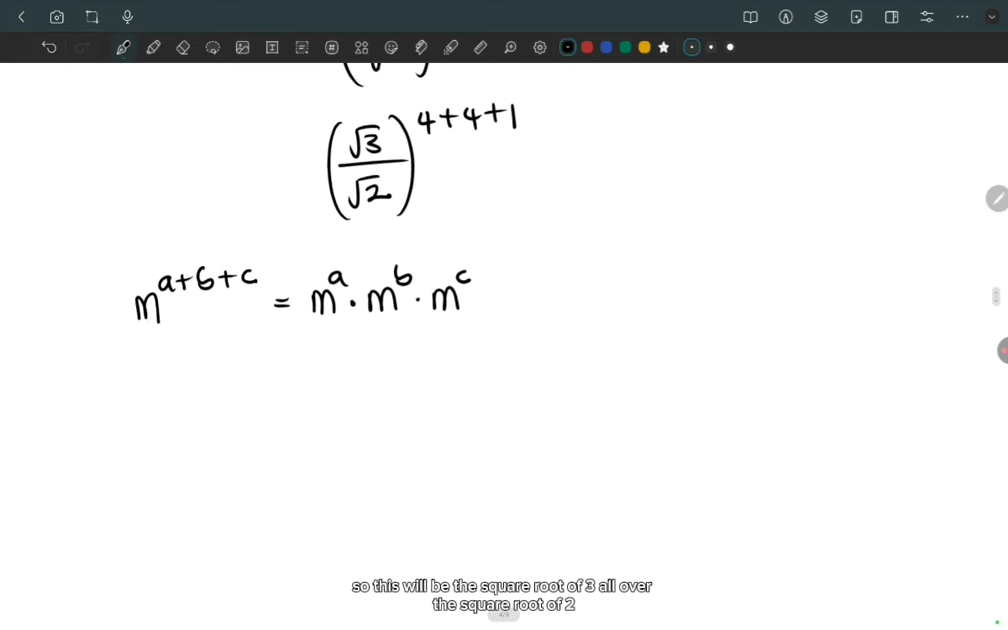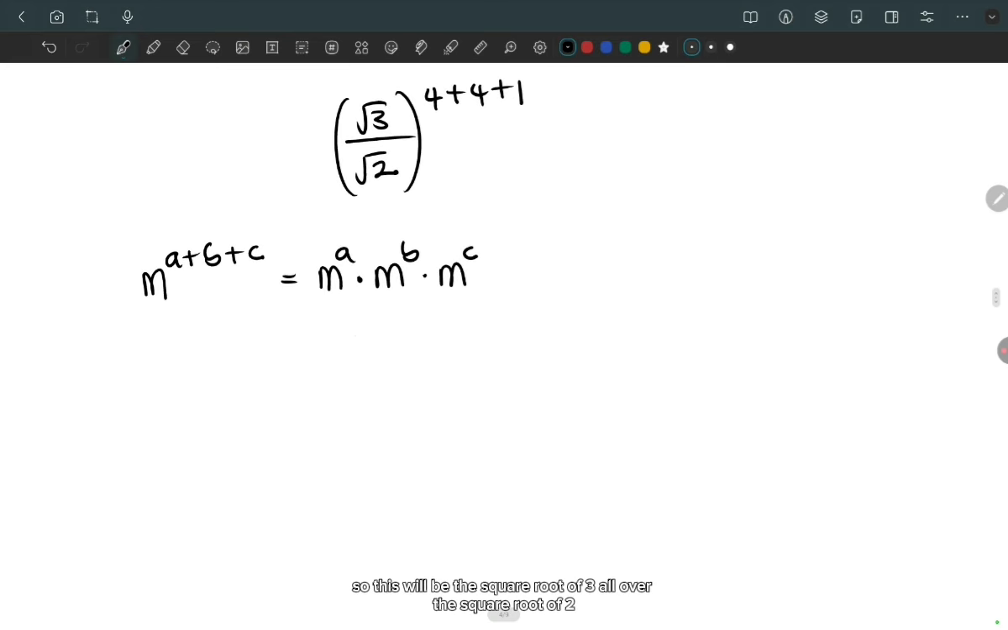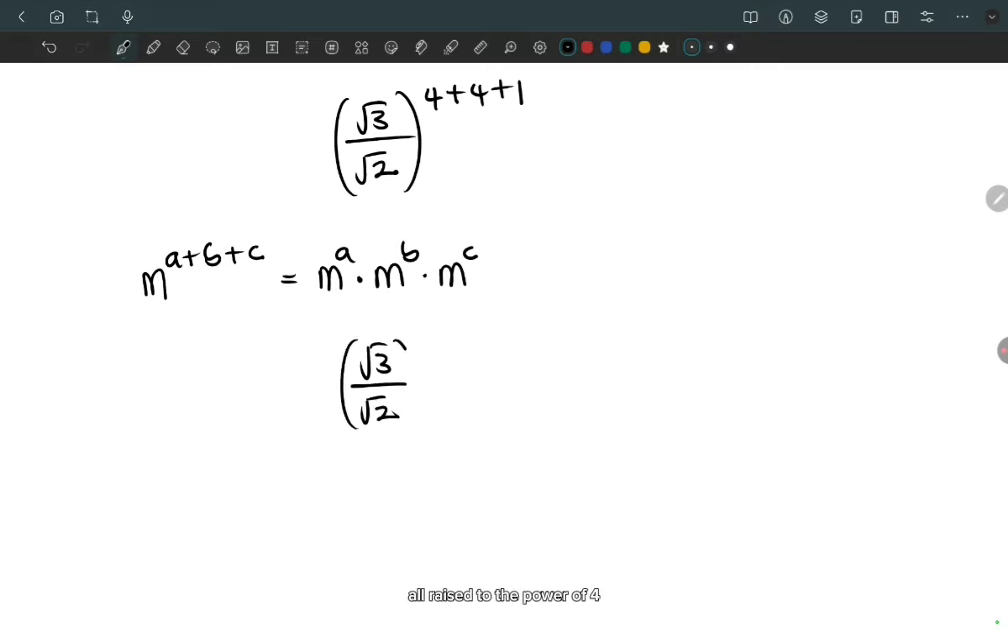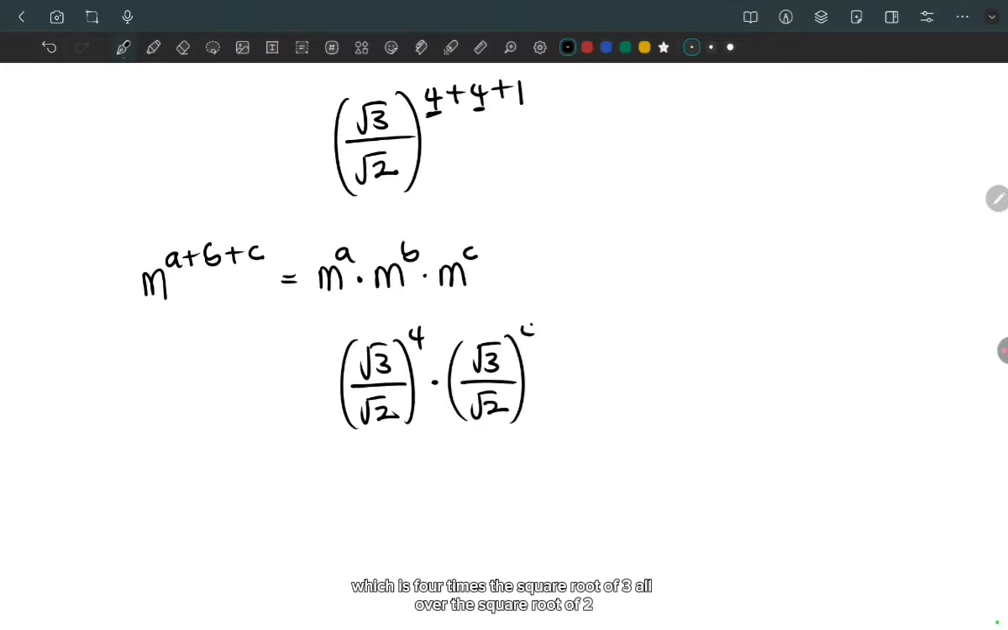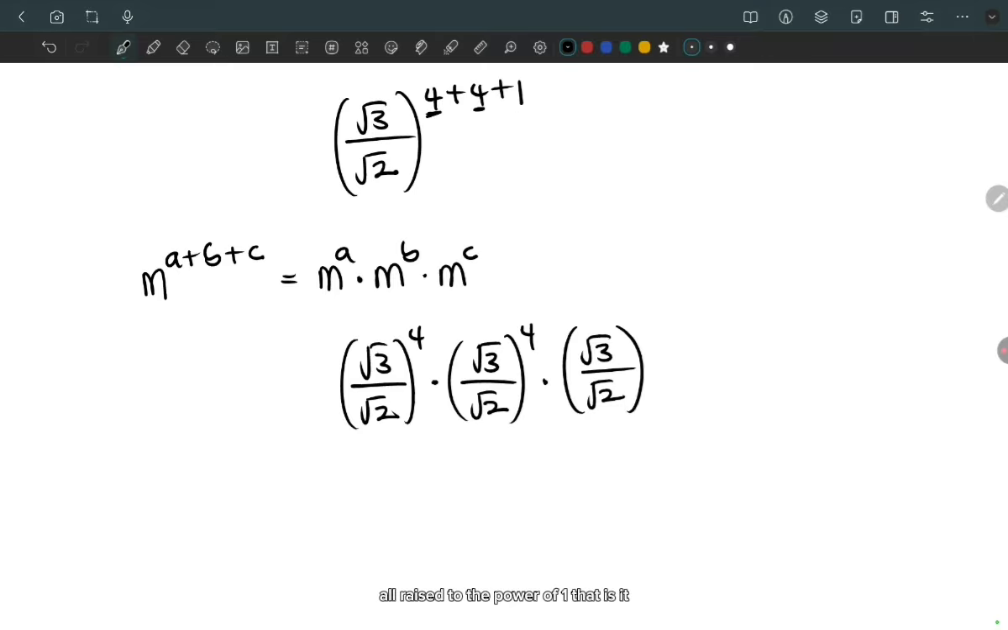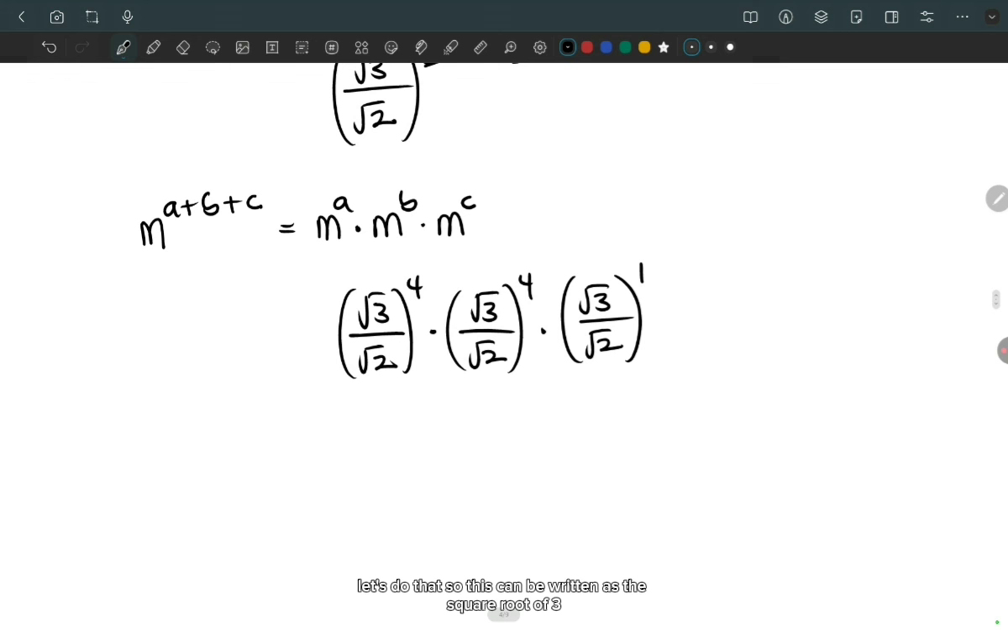That is it. So this will be the square root of 3 over the square root of 2, all raised to the power of 4, which is the first power there, times the square root of 3 over the square root of 2, all raised to this second power, which is 4, times the square root of 3 over the square root of 2, all raised to the power of 1. That is it. Now we can split this to the power of 4. Let's do that.